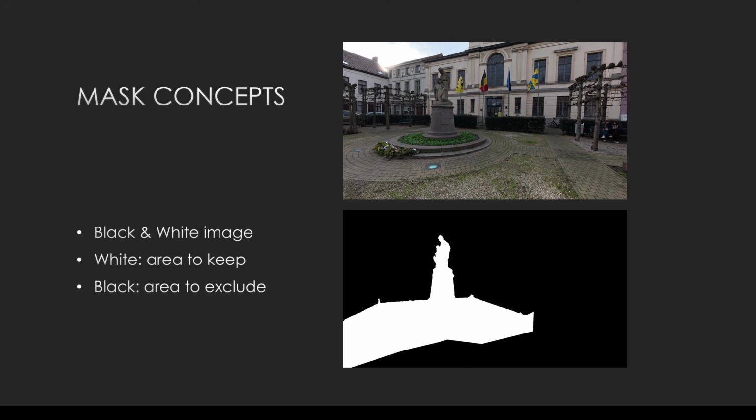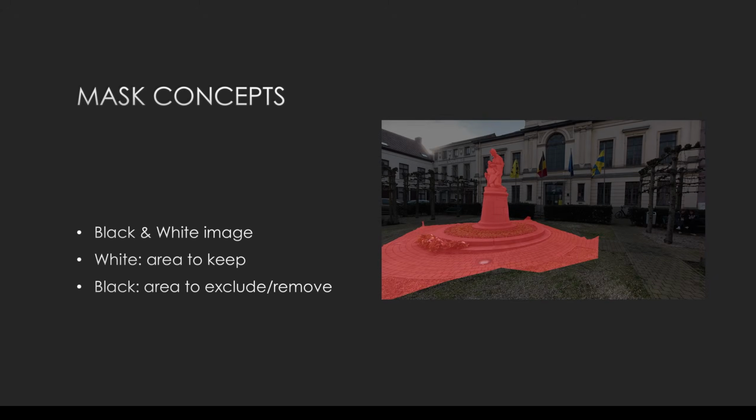Masks are usually black and white images, and the white area is the area we want to keep, and the black area is the area we want to exclude. So if you have a look at the two pictures on screen, if you overlay the mask on the picture, you get something like this, and only the area in red will be taken into account during training.